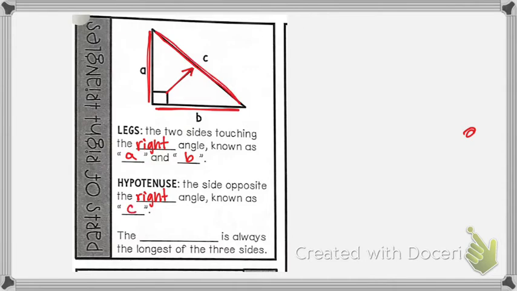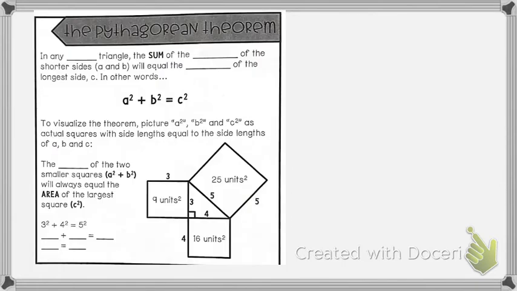Okay. And the hypotenuse is always the longest side of the three sides. So let's put: hypotenuse is always the longest. Okay. Let's look at the Pythagorean theorem. So in any right triangle, the sum of the squares of the shorter sides, which is A and B, will equal the square of the longest side, C.